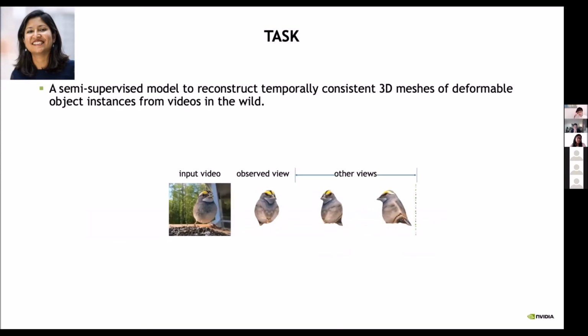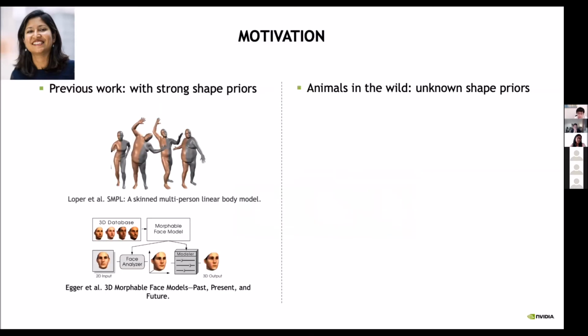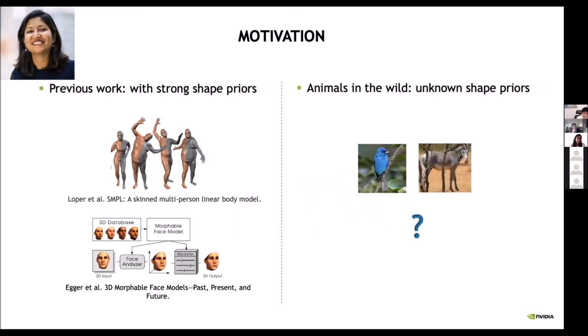In this work, we proposed a semi-supervised method to reconstruct temporally consistent 3D meshes of deformable object instances from videos in the wild. Most existing work on dynamic mesh reconstruction relies on strong shape priors. For example, the SMPL model for the human body or the 3D morphable model for dynamic faces is often used for reconstructing 3D faces or human bodies.